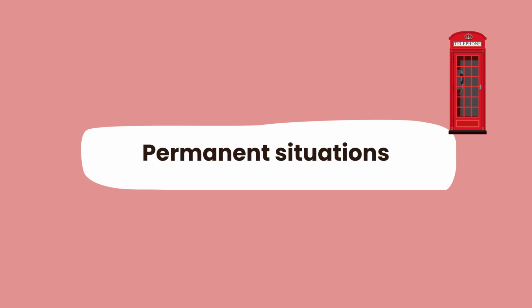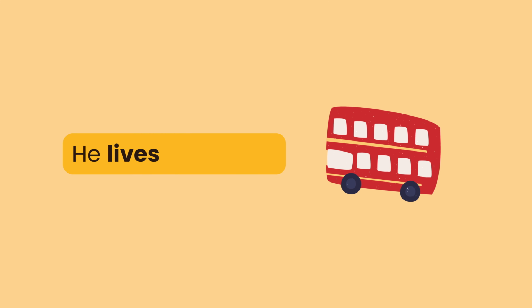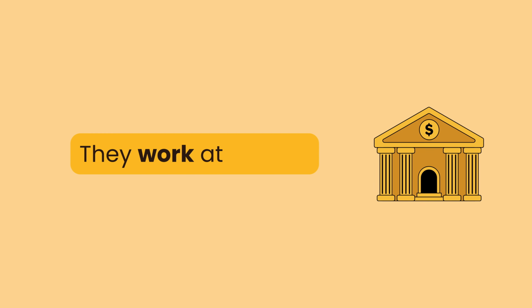We use it as well for permanent situations, things that do not change for a long time. For example, he lives in London. They work at a bank.